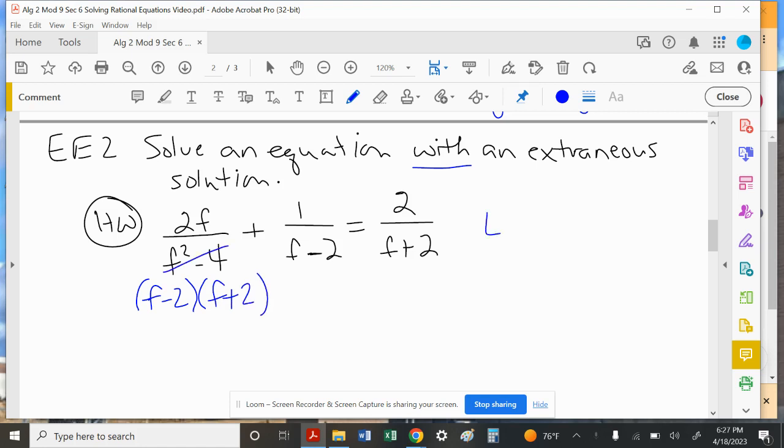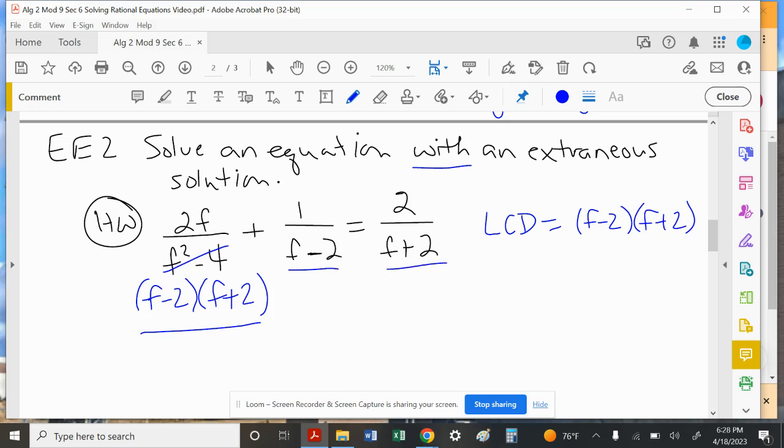So now you can see that our lowest common denominator is f minus 2 times f plus 2. This one requires an f minus 2. This one requires an f plus 2. So we only want to put in one of each because each one just needs one. And then we're going to multiply everything by that common denominator. Of course, those cancel with that.